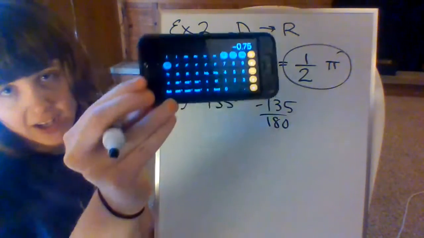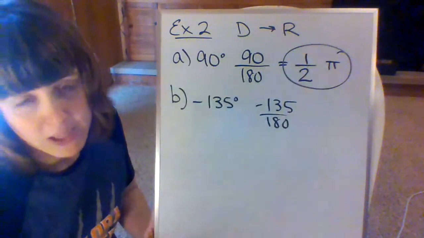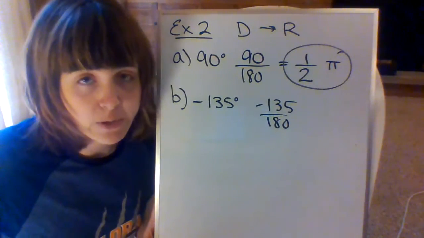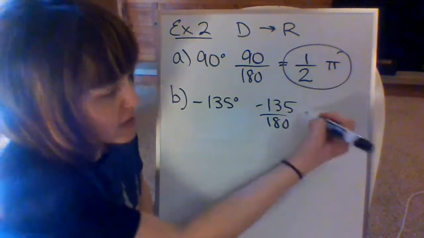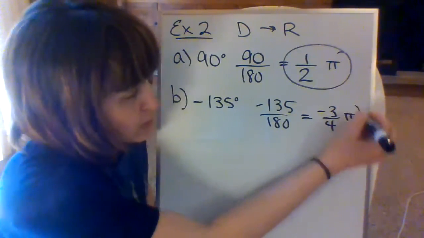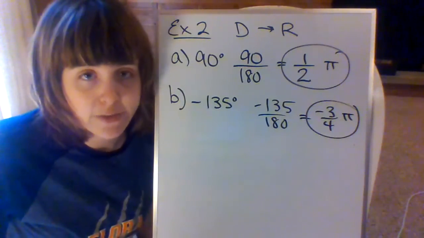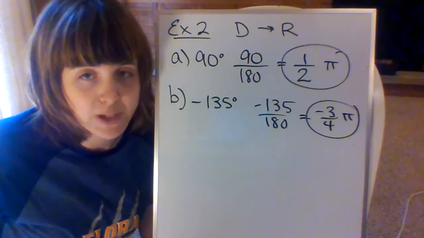Okay, so if you do that, you get this decimal, negative 0.75. But I know that 0.75 is equal to 3/4. So this is going to equal negative 3/4. And then you put the pi symbol on the answer. You're also welcome to write negative 3 pi over 4. That would be the same thing.